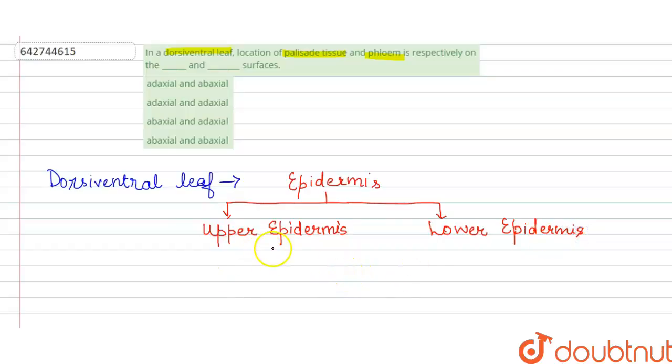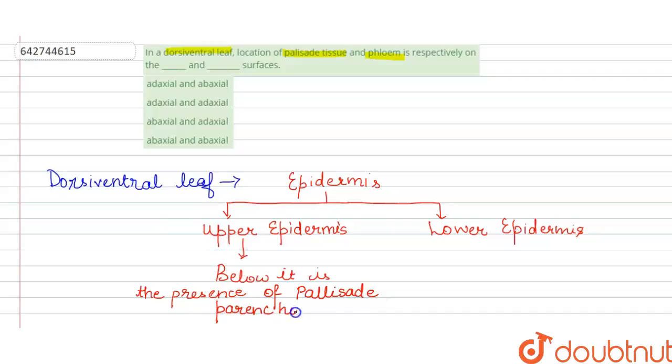Then below the upper epidermis, what is present below this? It is the palisade parenchyma. Right? Palisade parenchyma is present here.